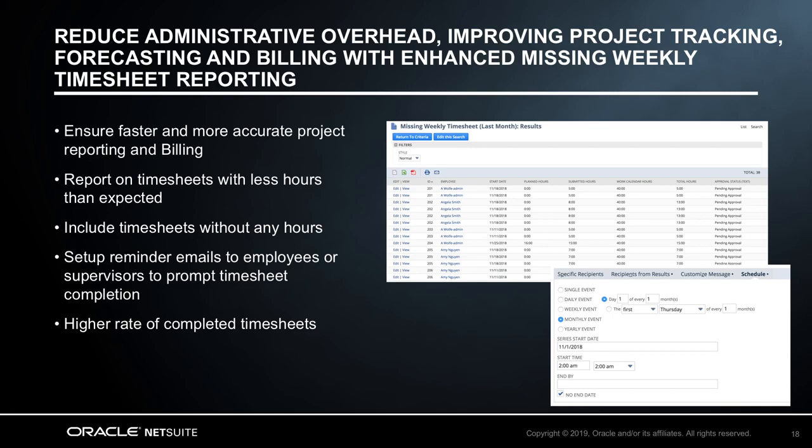Outstanding timesheets can be a roadblock to these important processes. As a result, in the 19.1 release, we've added additional capabilities and new information to the missing timesheet report, making it more helpful and meaningful to the user. In addition to reporting on timesheets with less hours than expected, users can now include timesheets without any hours.